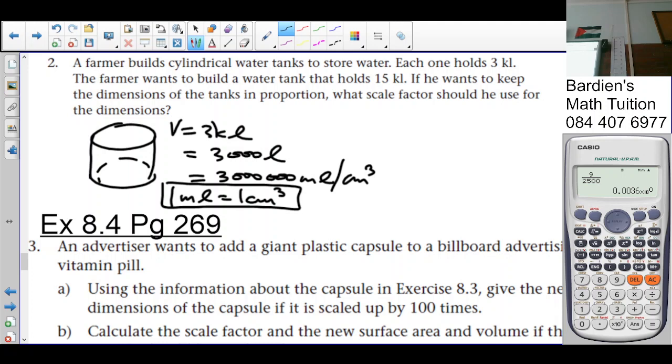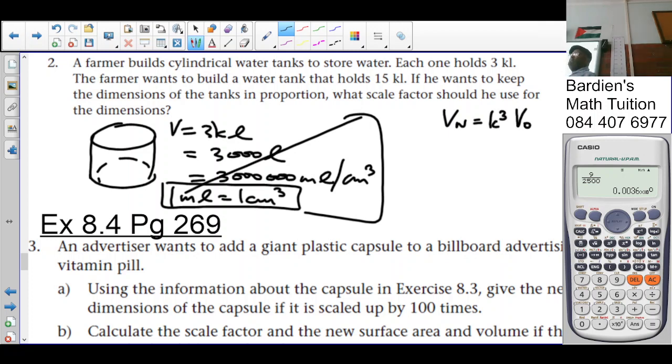Okay, so basically, I didn't even have to go through all of this. So they only wanted the scale factor. So all of this, in this case, is not needed. So, in other words, remember the volume, the new volume is equal to K cubed times the original volume. You can use that formula there. If it was area, I would have said K squared. So the new tank must hold 15 kiloliters. So that's going to be K cubed.